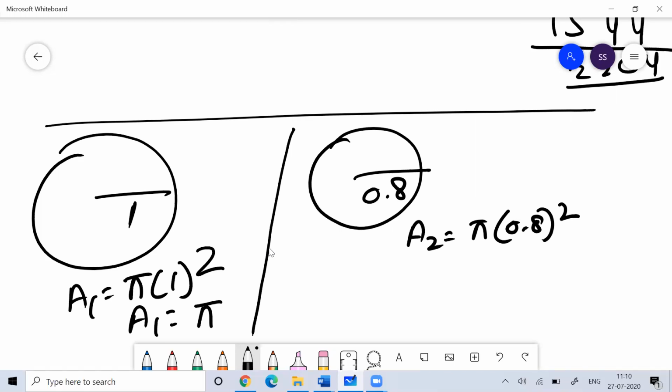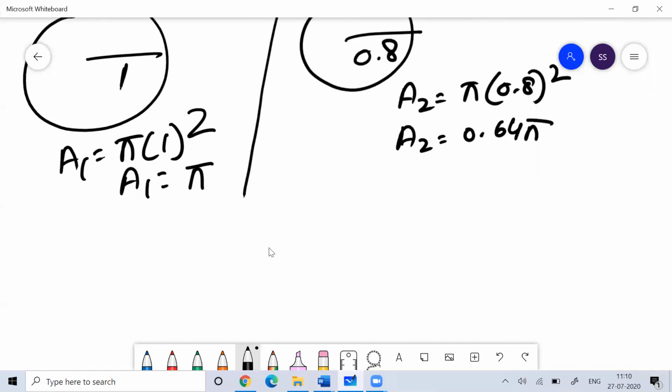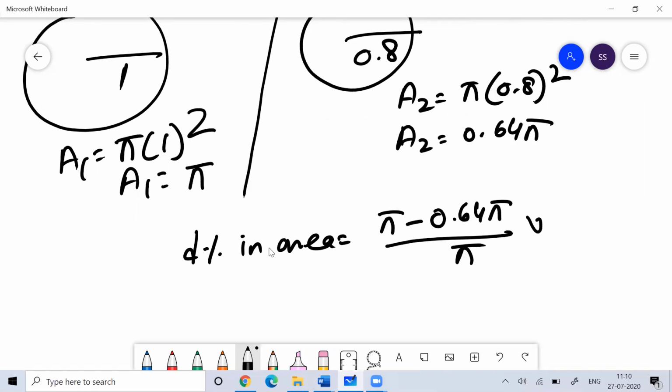Area is pi into 0.8 squared, which means the new area is 0.64 pi. So earlier your area was pi, now your area becomes 0.64 pi. What is the percentage decrease in area? The percentage decrease is (pi minus 0.64 pi) divided by pi, into 100. You do this, you will get 36%.